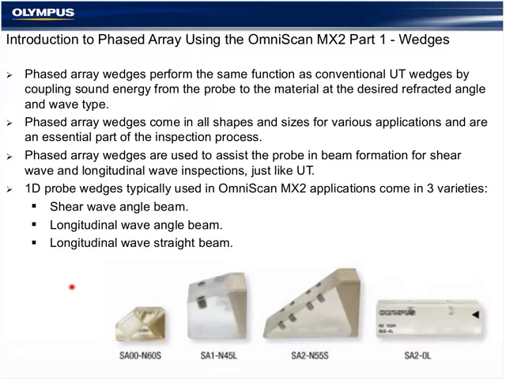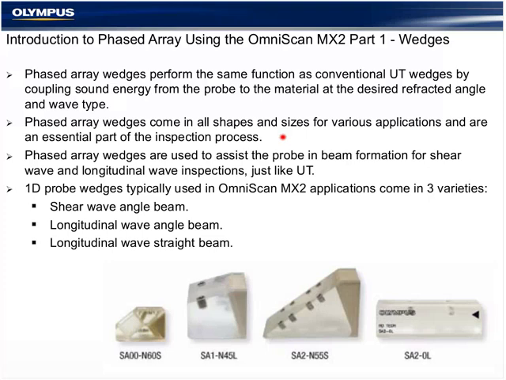I mentioned probes are one part of 3 for the hardware. The next set of hardware we need to discuss before actually programming the phased array are the wedges. The wedges perform the exact same function as in conventional UT. They couple energy from the probe to the material at the desired refracted angle and wave type. They come in all shapes and sizes. They can be customized. They're specialized in the catalog for scanners or manual inspection.